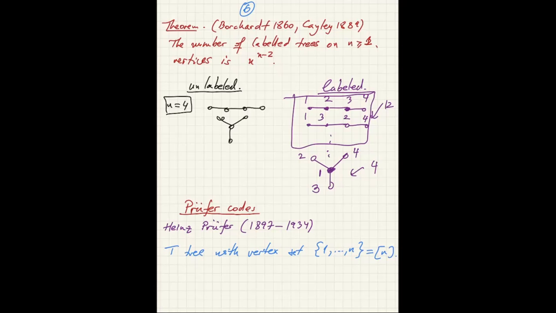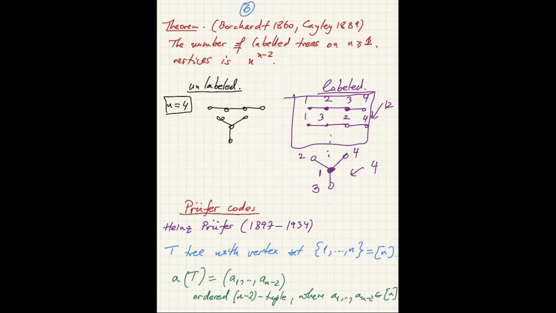I'll define it by a bunch of examples, but the code of this tree, we'll denote it by A of T, will be a word A1, blah, blah, blah, A n minus 2. It's a word, an ordered n minus 2 tuple where the entries A1 through A n minus 2 come from our set [n]. Okay. And I'll show you in terms of some example how this is constructed.